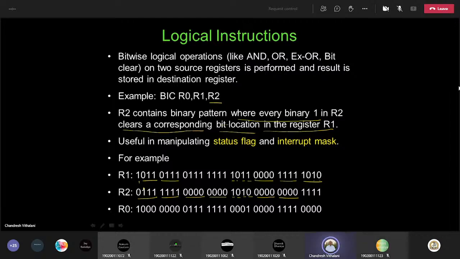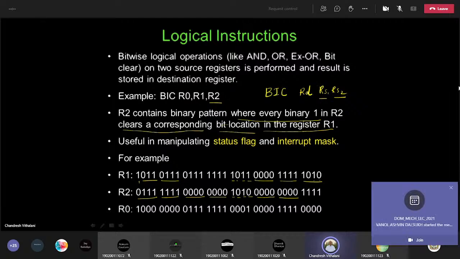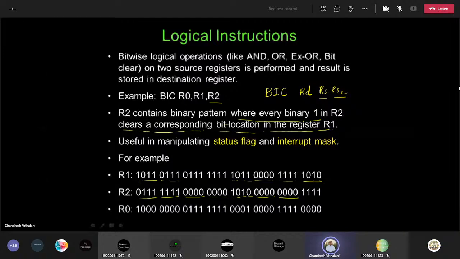So ultimately, it's something like this. BIC, I will write it here so that it becomes very clear to you. This register is RD, and RS1 and RS2. So these two registers will perform the operations and the result will be stored in RD. So the full form of BIC is bit clear. So it will basically.